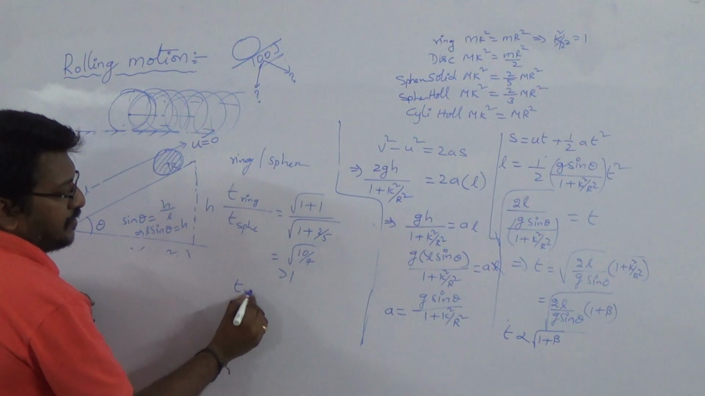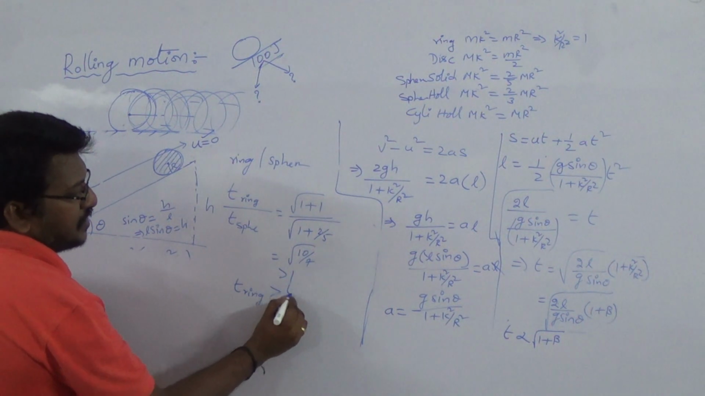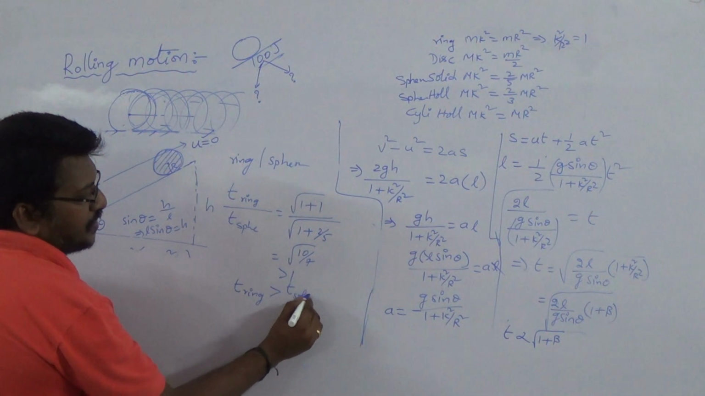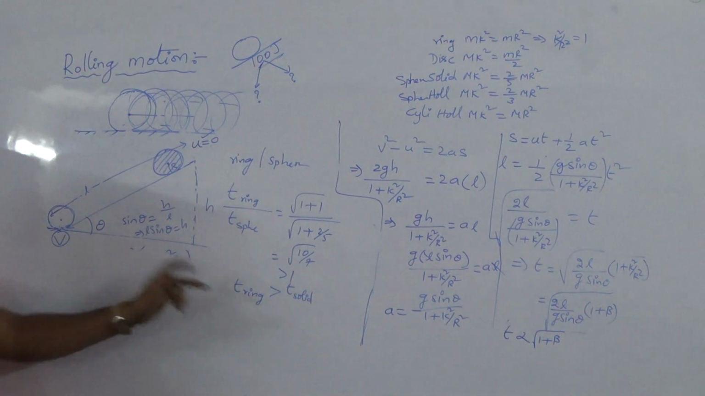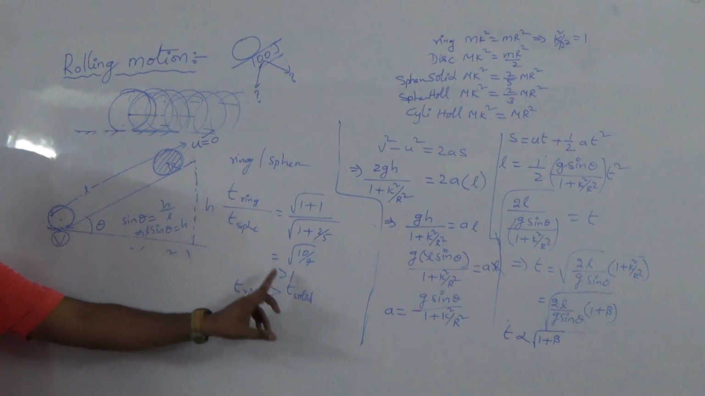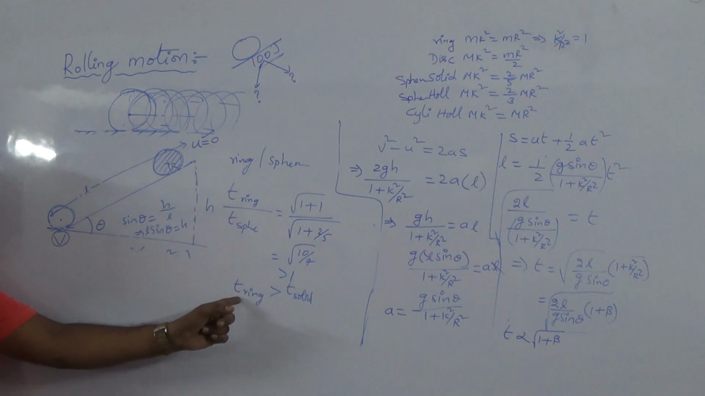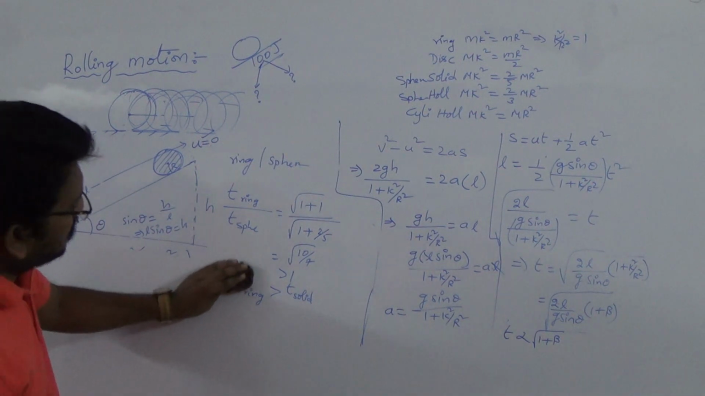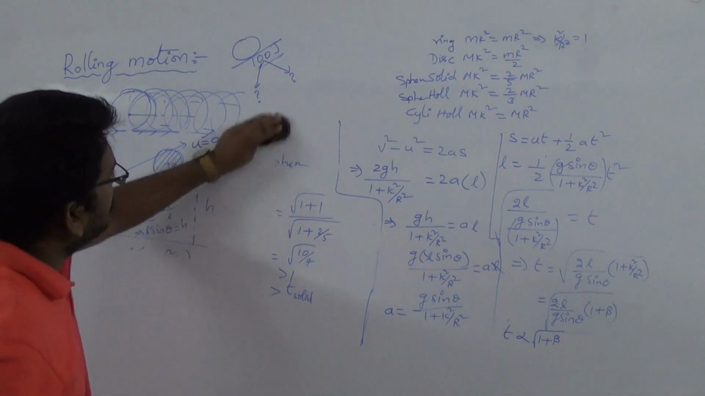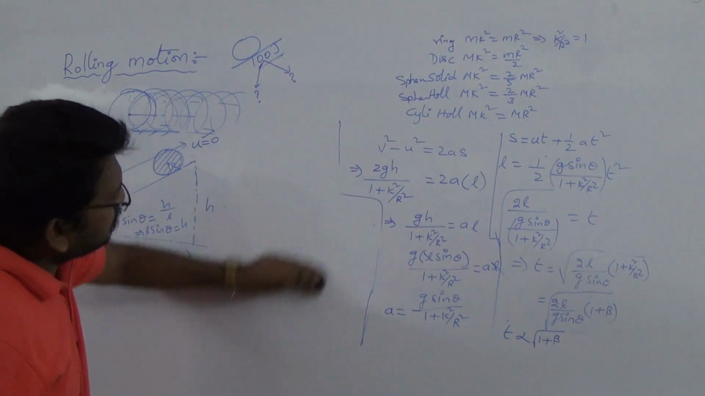So the time taken by the ring is greater than the time taken by the solid sphere to reach the bottom. So which body reaches the ground first? The solid sphere, because it takes less time compared with the ring. So like that we can do the calculations. Now we can also look at some concepts on this rolling motion on the inclined plane.